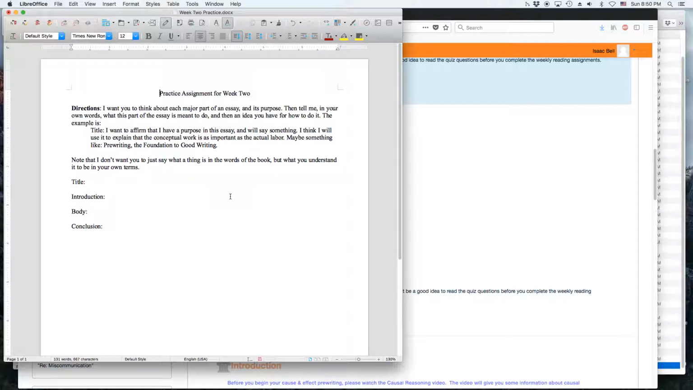It doesn't have to be a full here's what my body is going to look like. I just want to be focusing on these things in the body. So a few sentences for each of these will be sufficient.